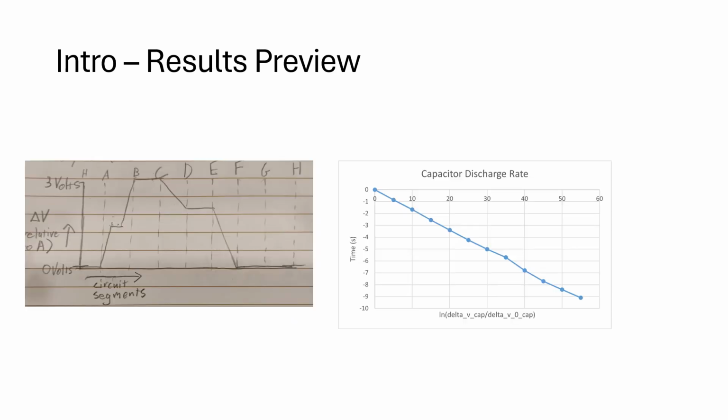So here's a brief preview of the results. On the left, we see a graph of the voltage across various components in the DC circuit. And on the right, we see the log of the voltage across the capacitor in the RC circuit with respect to time as the capacitor is discharging.